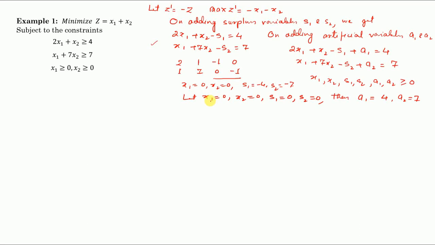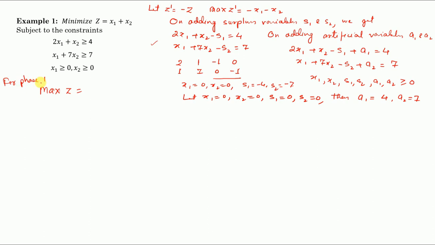So two phases are here, first phase and second phase. In first phase, what will we do? In first phase, we will try to find the initial basic feasible solution for the original problem. And how can we do? For this, we have to consider the objective function, maximize z for phase 1.